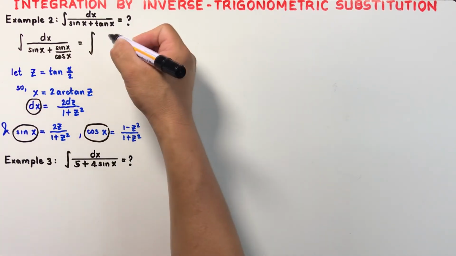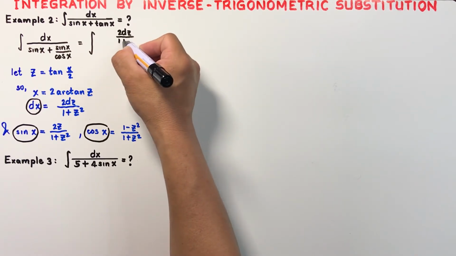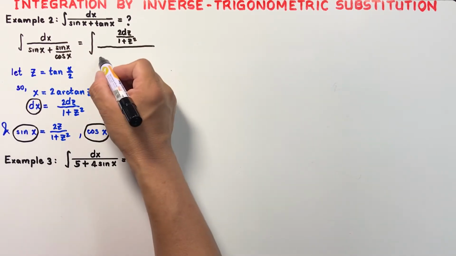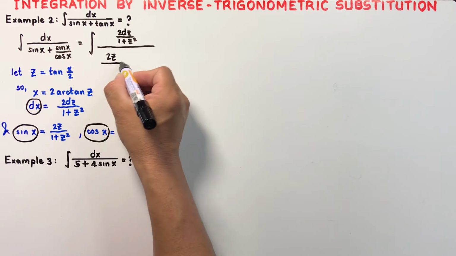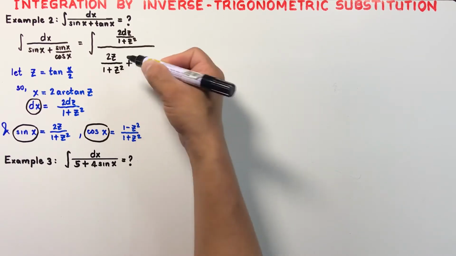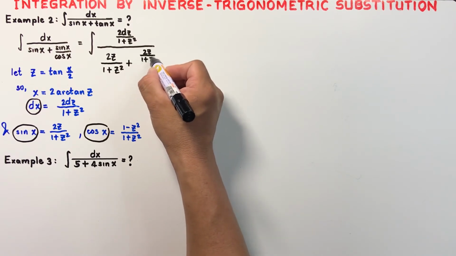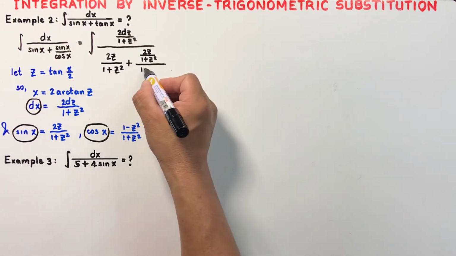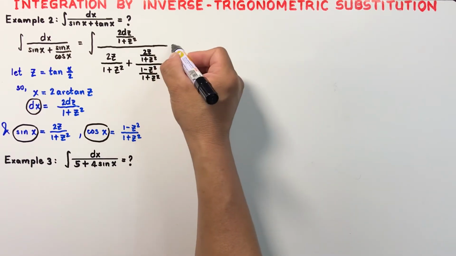have the integral of dx, which is 2 dz over 1 plus z squared. And this is divided by sine x, which is 2z over 1 plus z squared. And this is added to, again, our sine x, which is 2z over 1 plus z squared, divided by the value of cosine x, which is this one, 1 minus z squared over 1 plus z squared there.